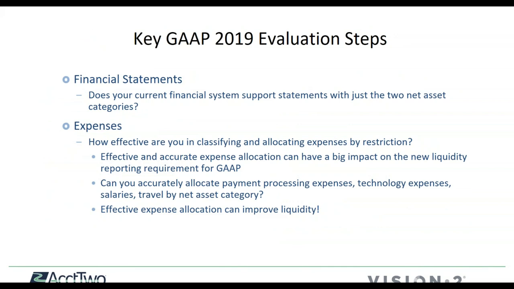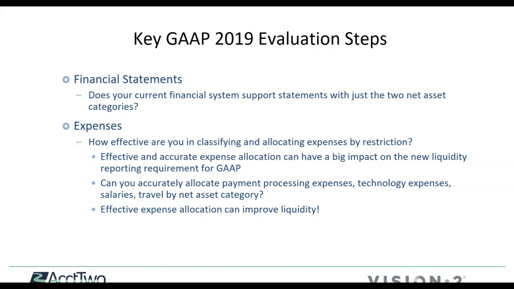So again, thinking about GAAP evaluation steps, how well does your financial system support the new GAAP standards? You're probably going to think about classifications and how you may want to set that up differently than you have before. And then Tammy's going to talk a little bit later about how, depending on the capability of your systems, you might even keep two separate sets of books. One is the way that you've always done it, and one is the new GAAP way, to help you go through the transition.